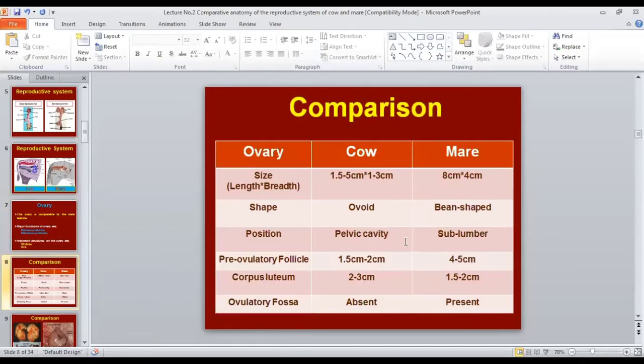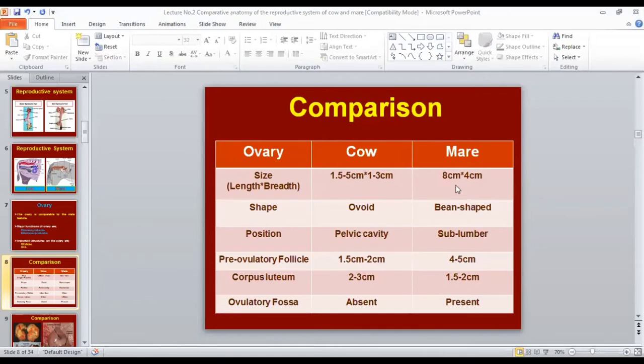So here is a table where you can see the important anatomical differences between the ovary of a cow and the ovary of a mare. As you know, the size of the ovary is very important when you are going to examine a cow or mare by transrectal palpation. As for the length and breadth of the ovary of the cow, you can see over here that it ranges from 1.5 to 5 centimeter by 1 to 3 centimeter.